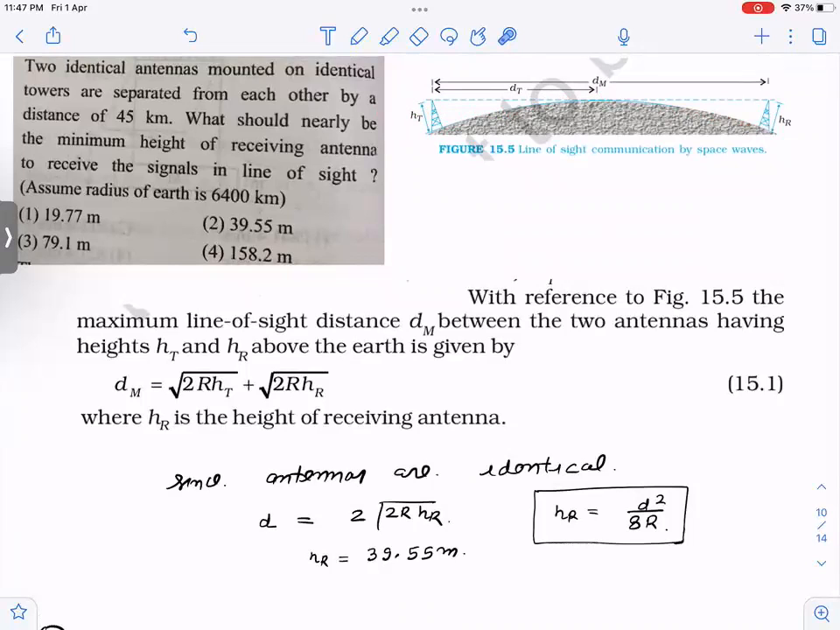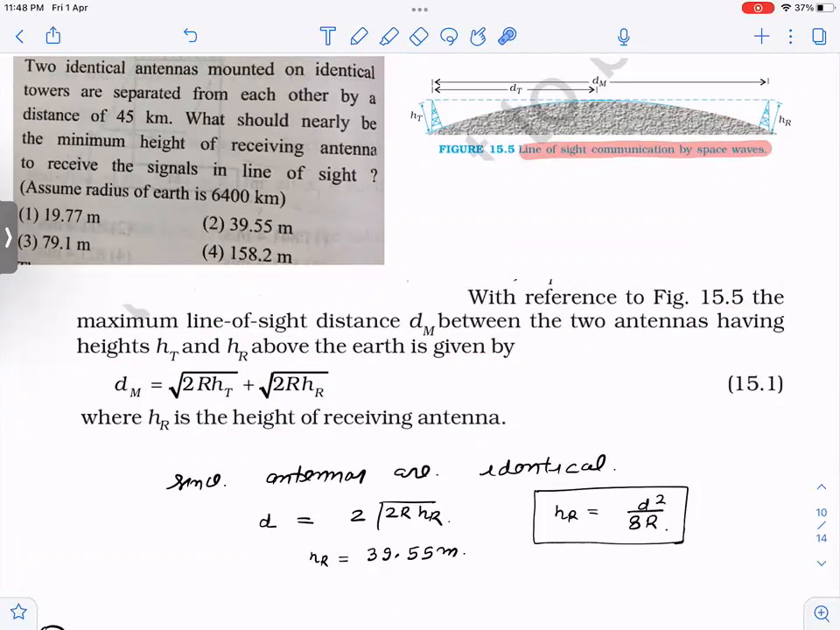So that is why there is a relation between DM and height of transmitter antenna and height of receiver antenna. Fine. What is that relation? So this is the figure. Line of sight communication and space waves, all these are important points. This is one important, I will highlight this, right? The maximum line of sight distance DM between the 2 antennas having height HT and HR above Earth is given by DM is equal to root 2R HT plus root 2R HR. HT is the height of transmitter antenna. HR is the height of receiver antenna.